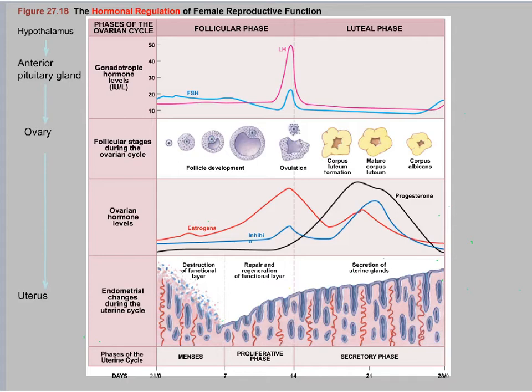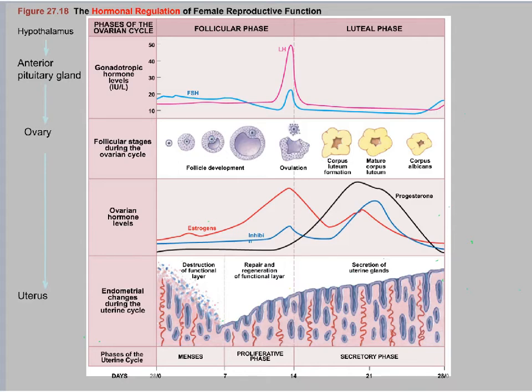So right when estrogen is quite high and luteinizing hormone is also high, that triggers ovulation. But look what's happening down here in the endometrium. We're just right here at the end of the proliferative phase.